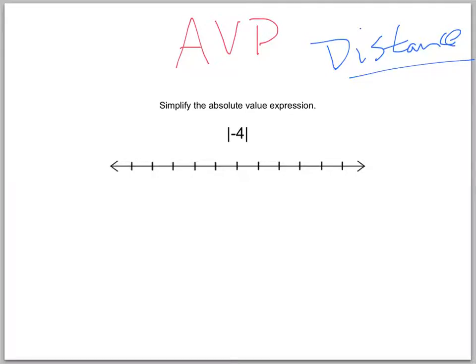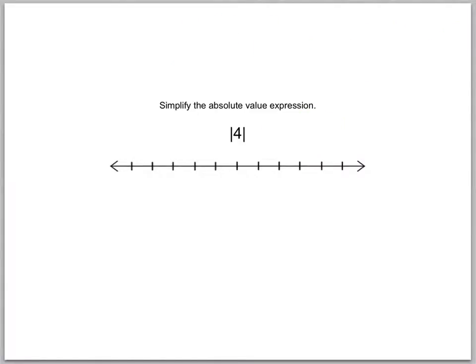So what is the absolute value of -4? It would just simply be a 4. If we go to the absolute value of a positive 4, it remains just a 4. It's always going to be positive.